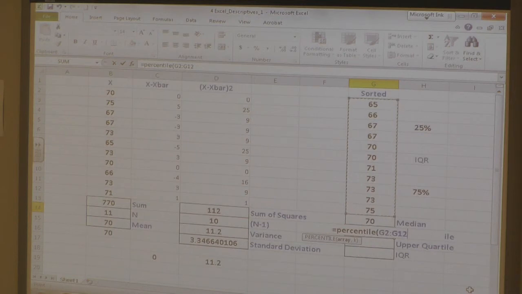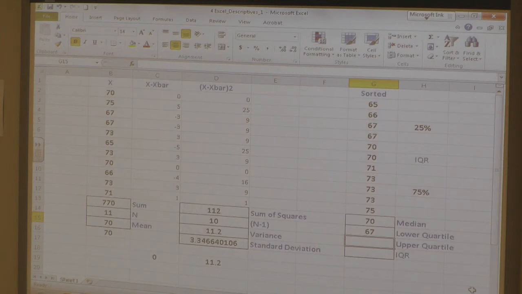Comma, K represents the percentile, and in decimal form, that's going to be 0.25. Close parentheses, and hit enter. The 25th percentile is 67, same thing we got. I'm going to do the same thing here for the upper quartile, which is the 75th percentile. Equals percentile.